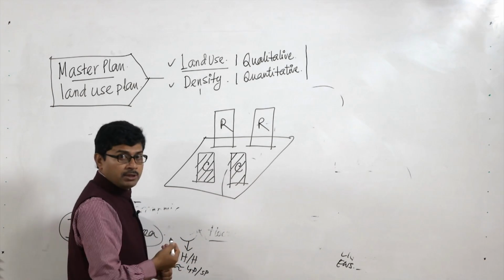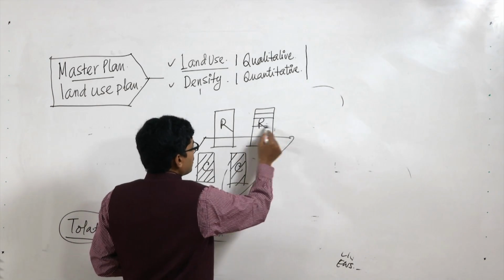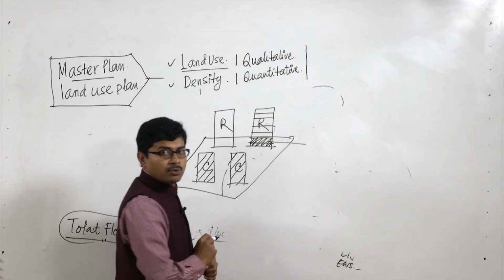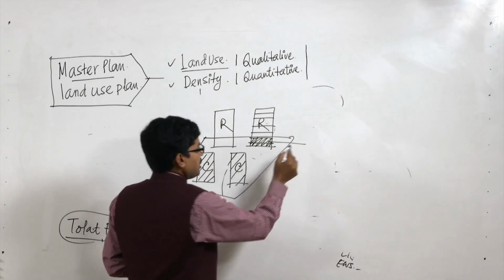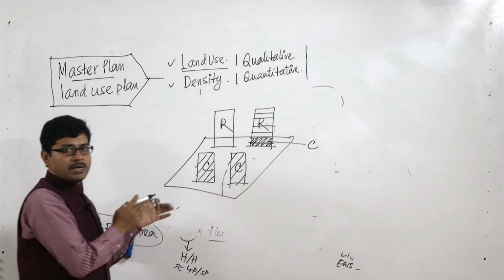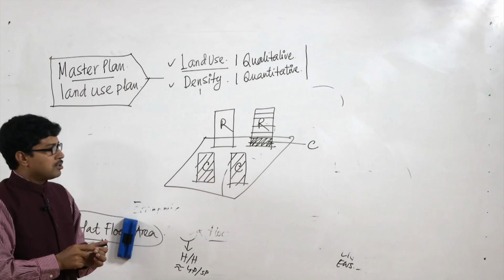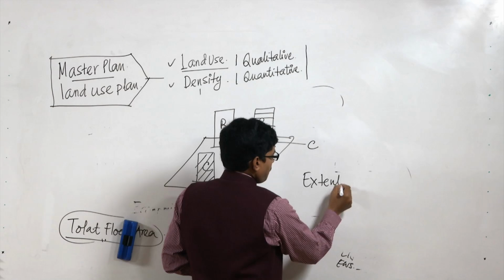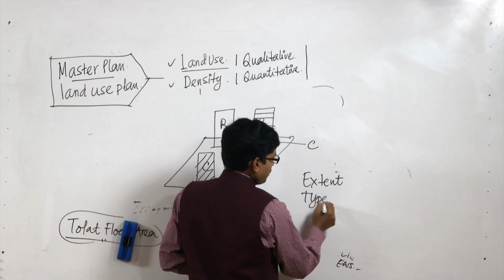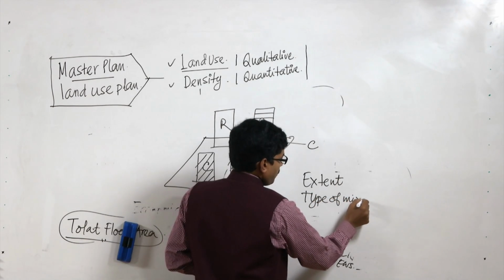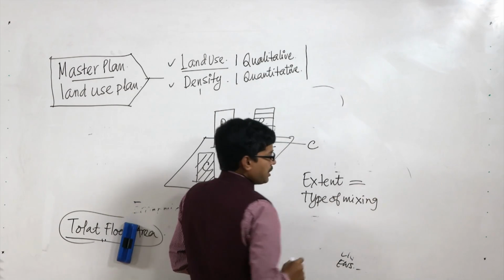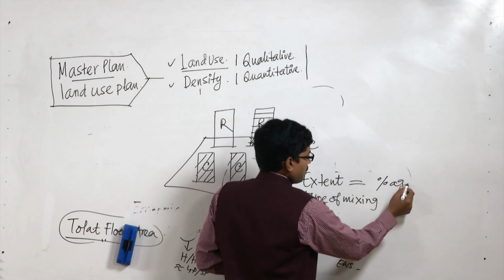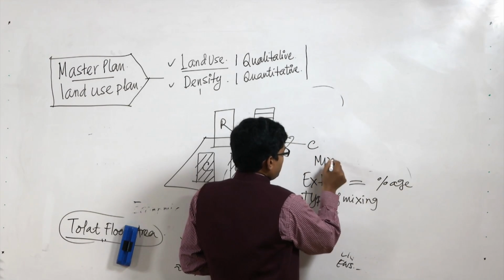Also, it is possible that within the same building, if this is a residential building, maybe 1 or 2 floors are used as commercial. So within the plot and within the building block, how far can we mix? Mixing means the extent of mixing and type of mixing. The extent of mixing is represented as a percentage. So this is basically mixed land use.